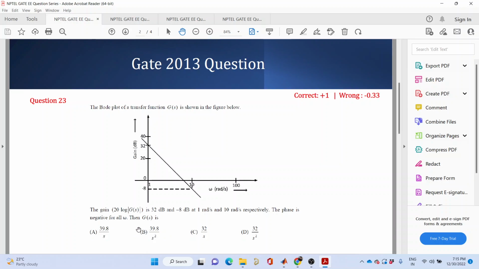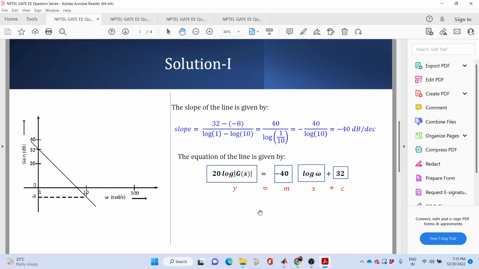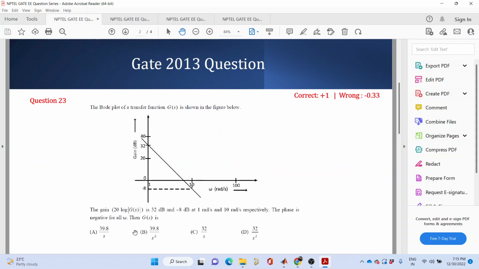If you write mod of G of omega, that is 39.8 by omega square. So is that a straight line equation? It is not a straight line equation, right? It is a parabolic equation, right? Yes, sir. What I'm saying is, if you forget about the 20 log thing, just look at G of s. If it is 39.8 by s, you replace s by j omega and then take mod of G of j omega, that is 39.8 by omega. So that is not an equation of a straight line, right? Yes, sir. So that is something which is not linear. The equation is not a linear equation. It is not an equation of a straight line. Correct? Yes, sir.